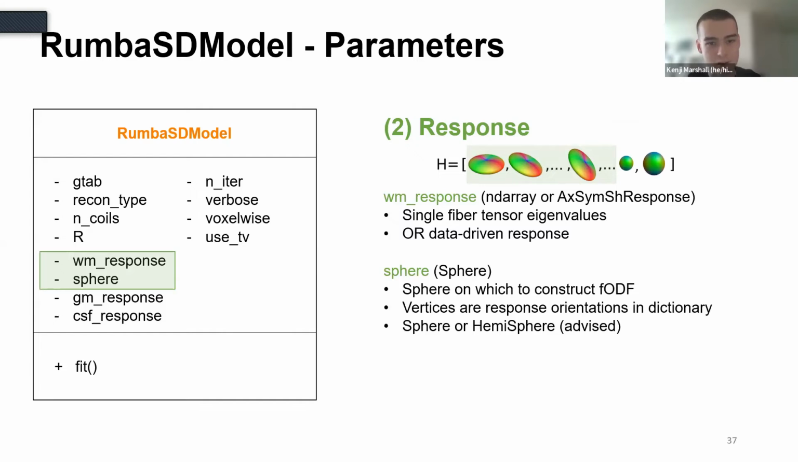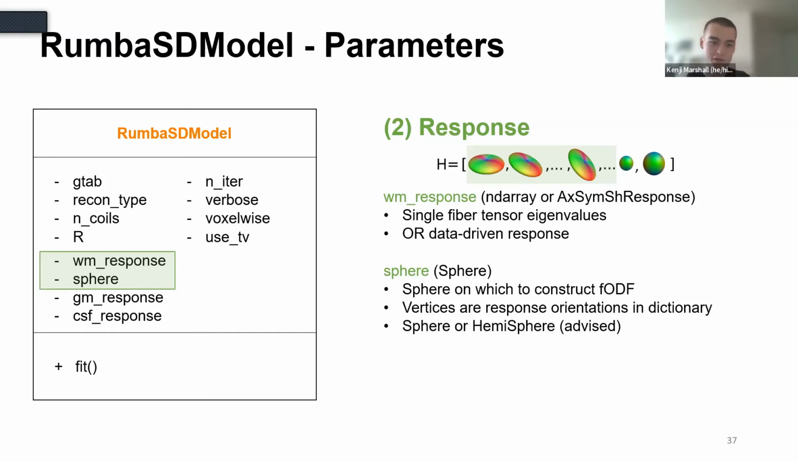There are methods in Dipy for extracting them. But essentially, your tensor eigenvalues will come in the form of a 3-dimensional vector, a NumPy array, and the data-driven response comes as this axial symmetric spherical harmonic response object, which once again, I'll show you how to get to. We also ask you to pass a sphere.